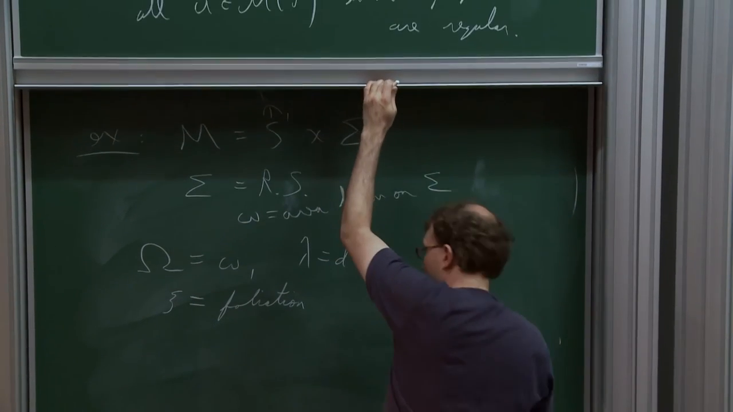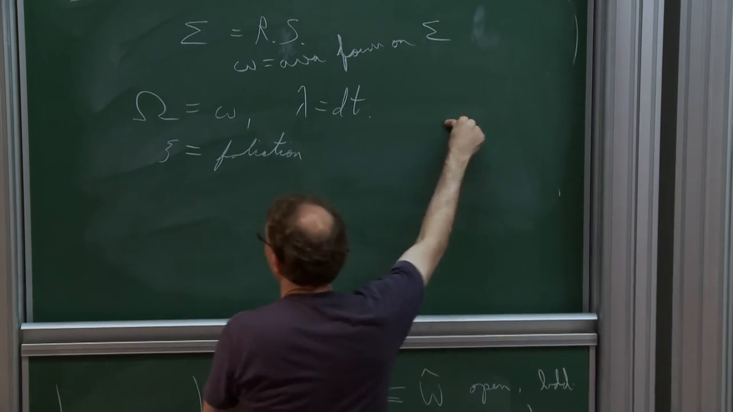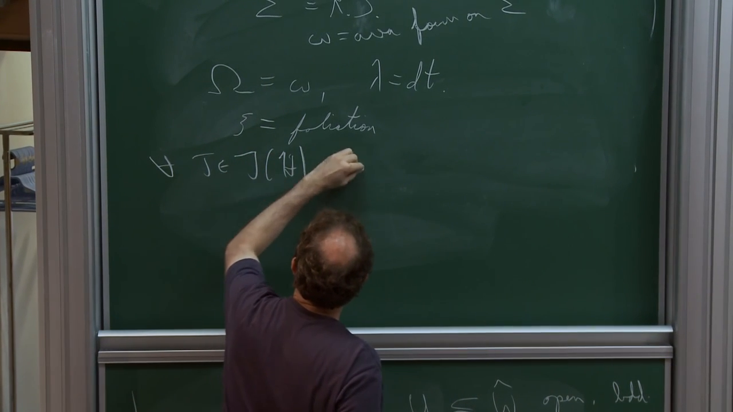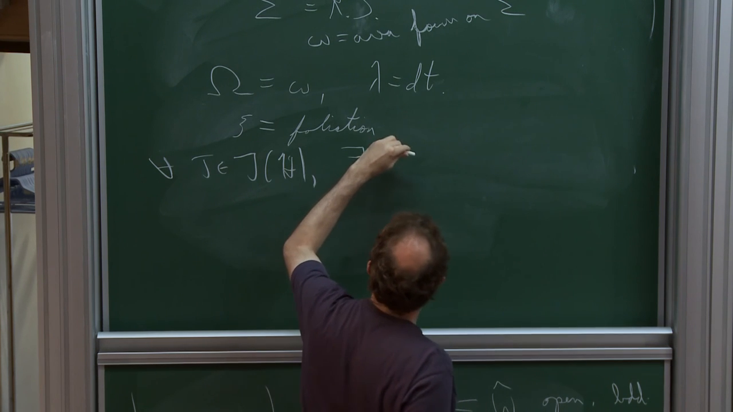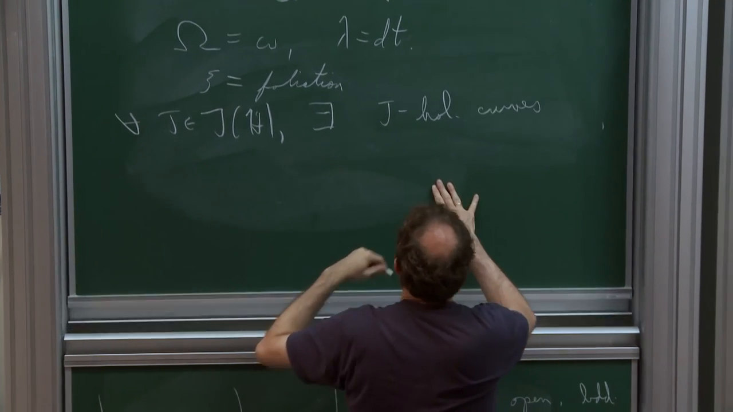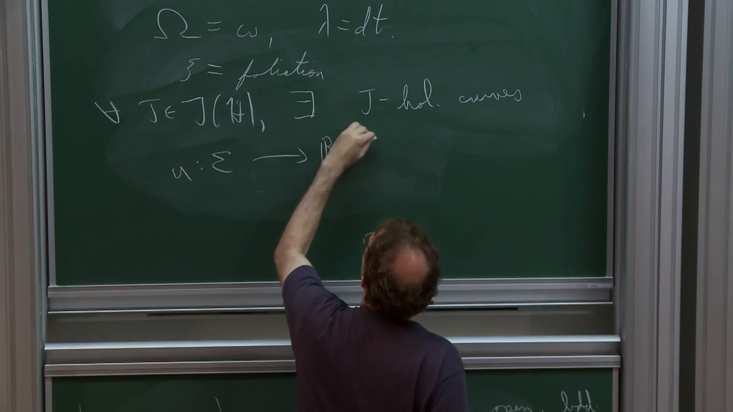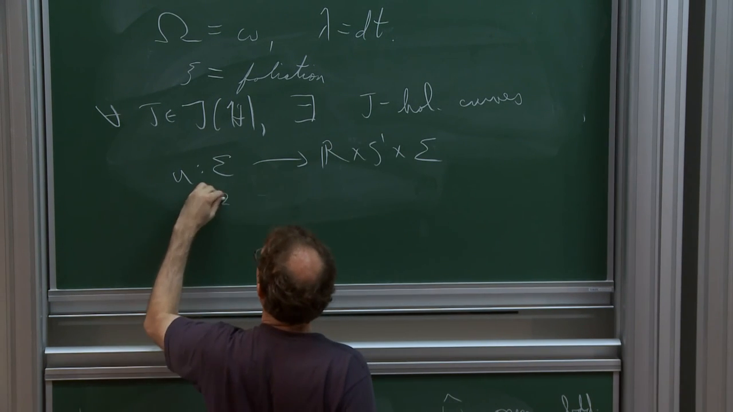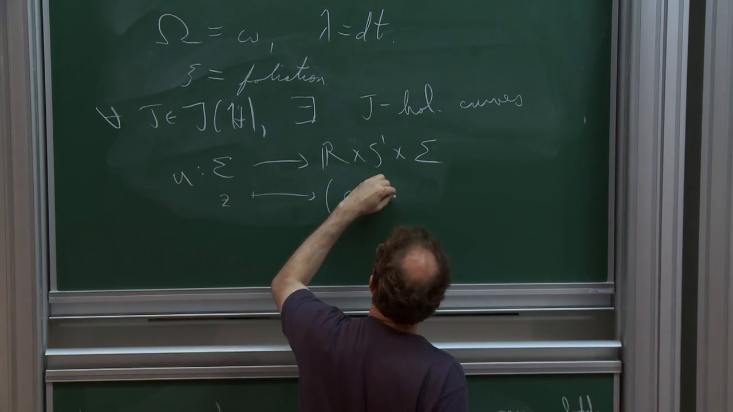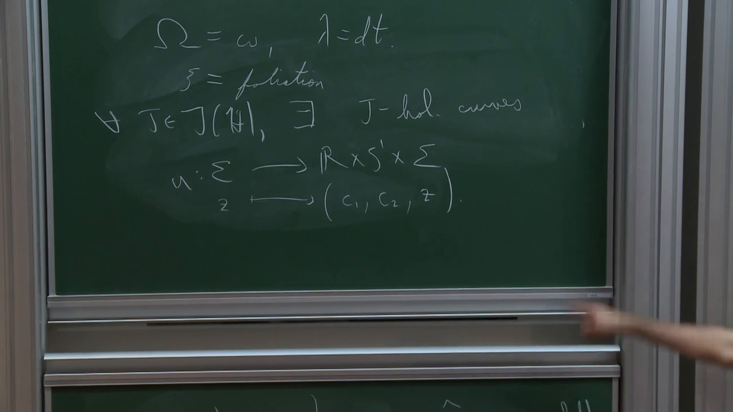Well, for all such choices, there exist closed J-holomorphic curves that look like: map sigma to R times S1 times sigma by taking z to constant z. And these will sometimes have negative index.